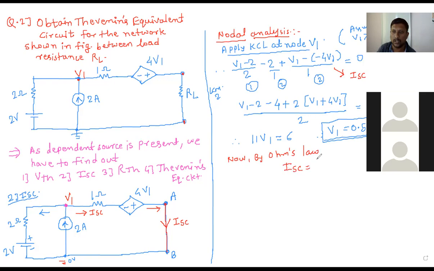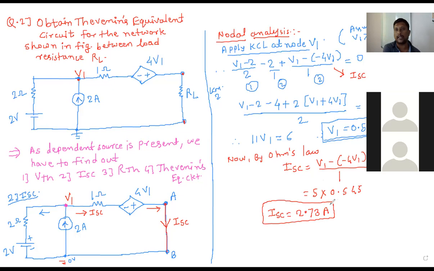Therefore, now by Ohm's law, ISC is equal to V1 minus of minus 4V1 divided by 1 ohm. So V1 plus V1, minus of minus, means 5V1. So 5 into V1, which is 0.545. If you calculate, it will give ISC equal to 2.73 ampere. So this I have now calculated, ISC.